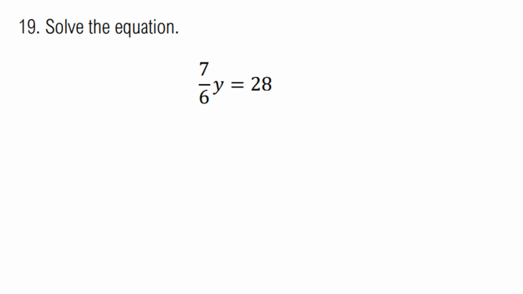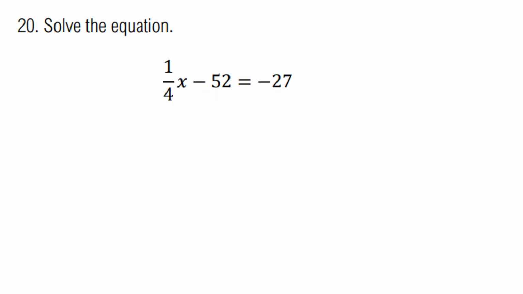Number 19, solve the equation 7 over 6y equals 28. To combine our like terms, we do the opposite operation. 7 over 6 and y written side by side means multiply, so our opposite operation would be to divide. We're going to divide by the fraction 7 over 6. 28 divided by 7 over 6 gives us a final answer of y equals 24.